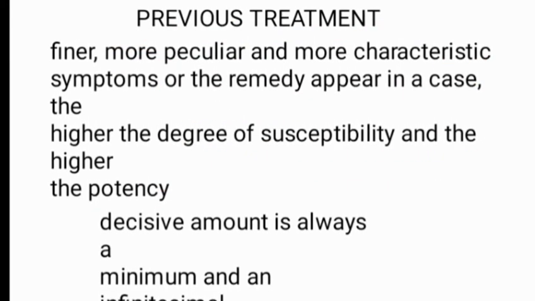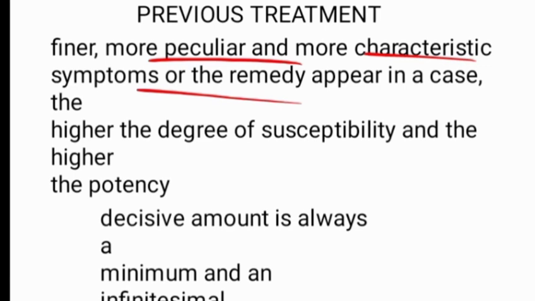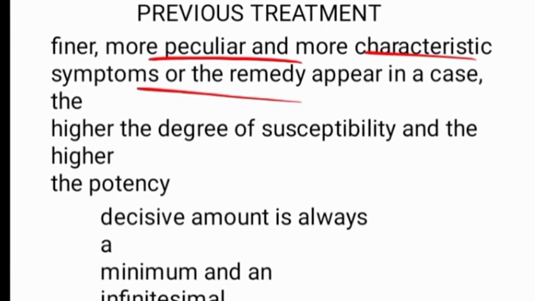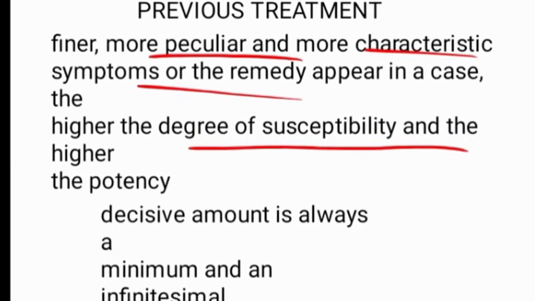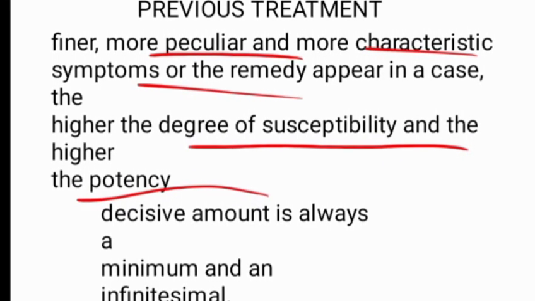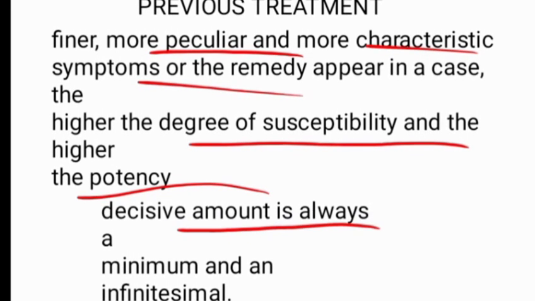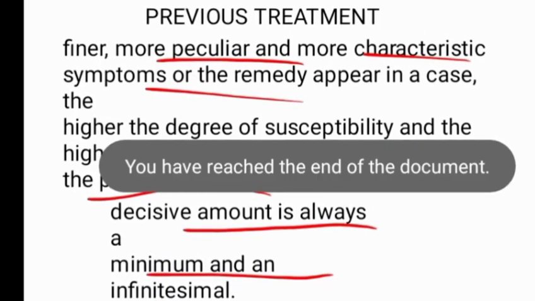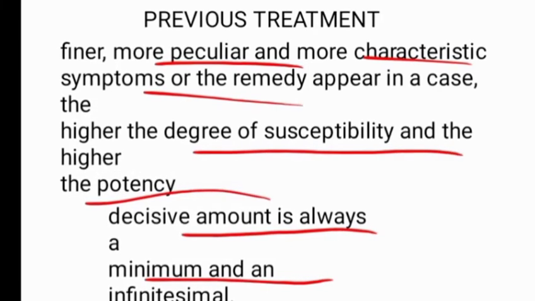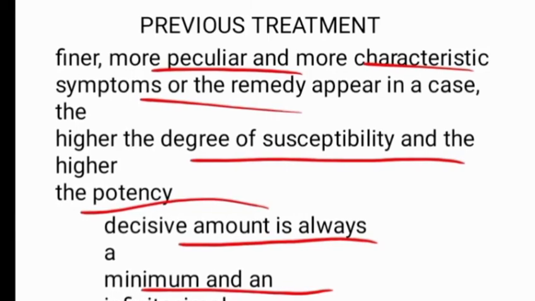Then the previous treatment. What does previous treatment mean? If the person has more peculiar or characteristic symptoms, or the remedy appears from one scene of the case, then we say a higher degree of susceptibility, and we choose high potency. And if the previous treatment was a decisive amount, then we use a minimum dose. So in this way, we discussed the factors regarding the selection in posology.